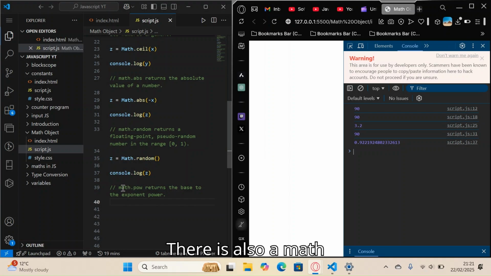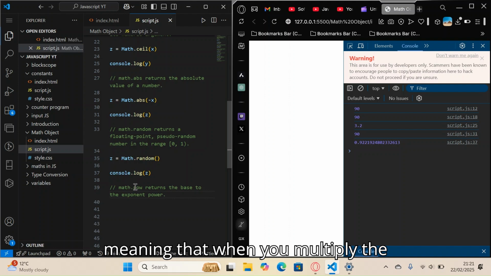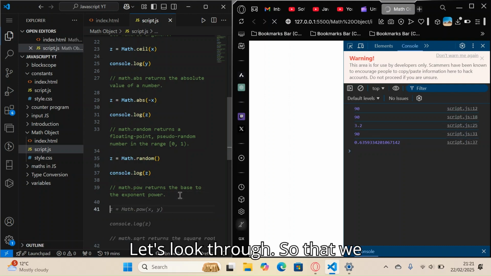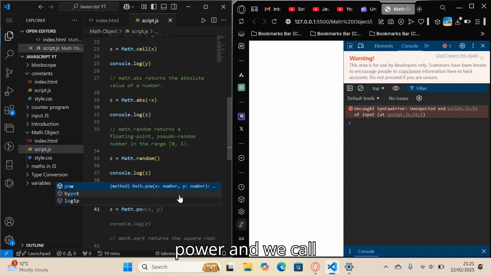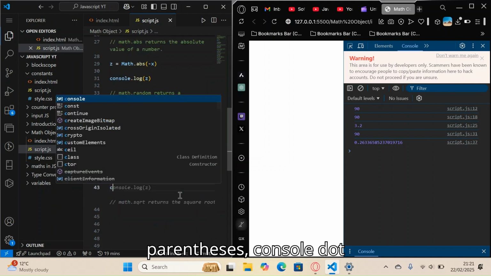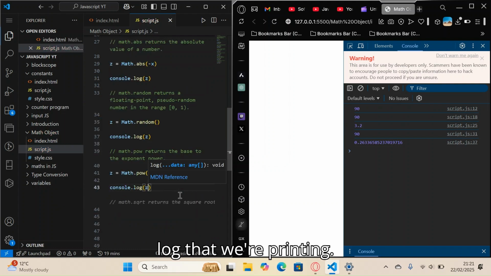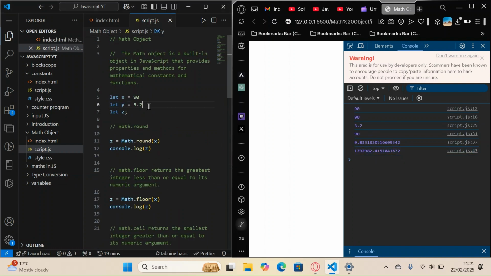There is also the math.pow object, which returns the base to the exponent power, meaning that when you multiply an integer by itself, it will give you a power number. Let's look through it. So z, as per usual, equals math.pow, and we pass both x and y in the parentheses, console.log, and there we have it. You have the power. Let's change this one to 5 and 5.